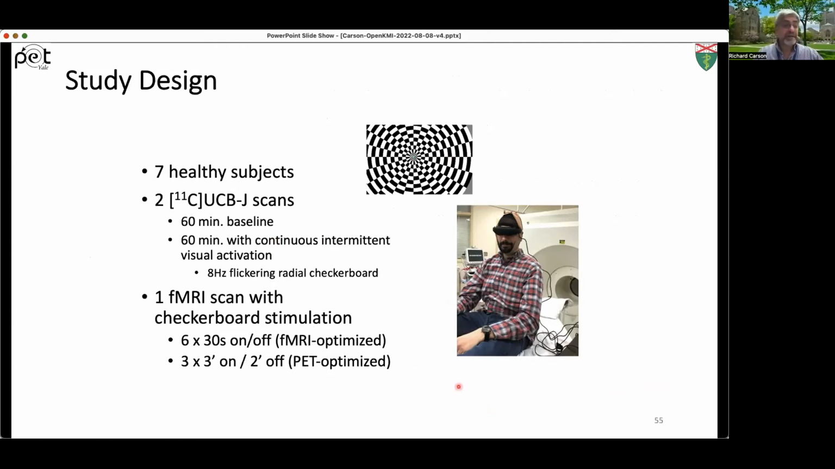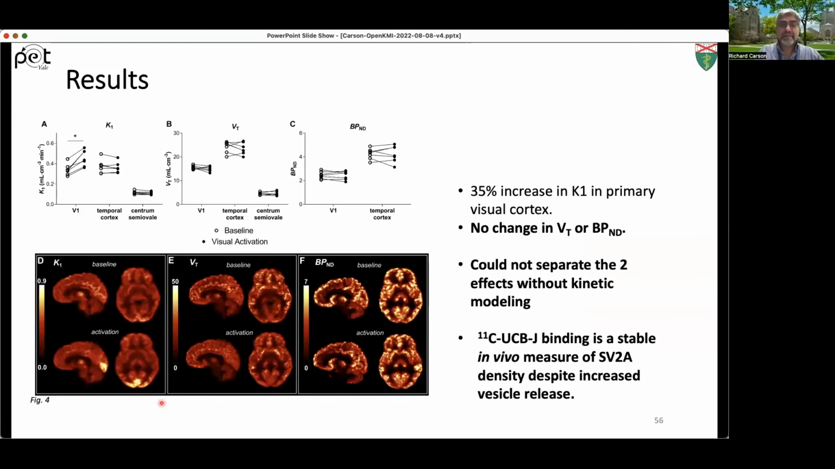And we also did this with fMRI, just kind of a double validation that our activation was working well. So here are what those results would be. Here I'm showing you the images that we got from there. I'll focus on, here's our volume of distribution image that's showing the binding to SV2A. Here's the K1 images showing the uptake of the tracer related to blood flow.